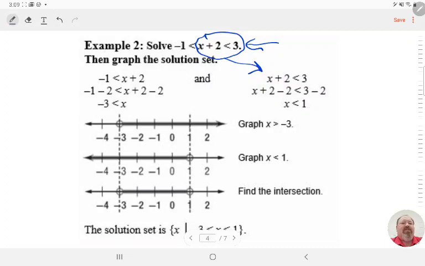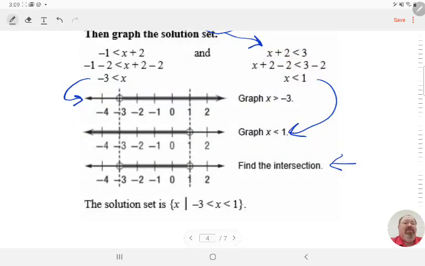Now we can graph those. So -3 is less than x and x is less than 1. The section where they combine is the graph that we want, which is right here. So this would be the graph. You would have an open circle at -3, an open circle at 1, and a line connecting them. And this is how you would represent that: -3 less than x less than 1.